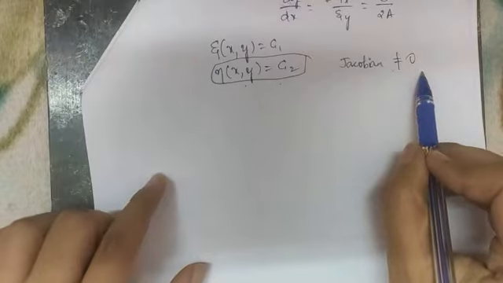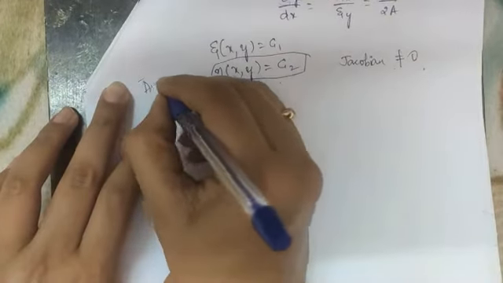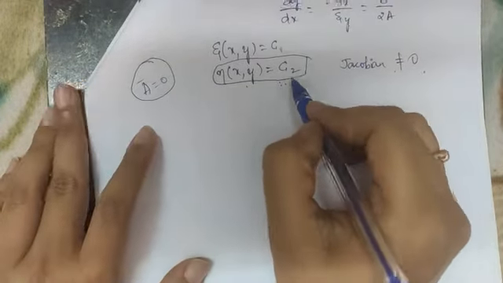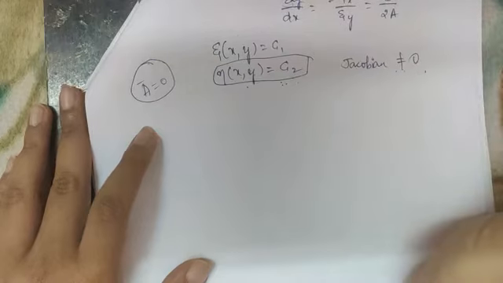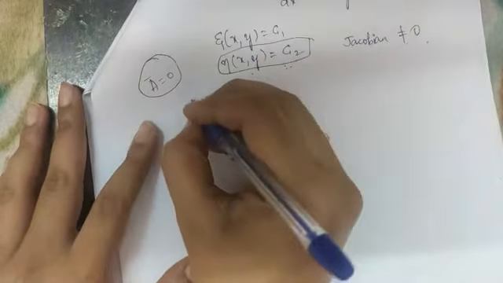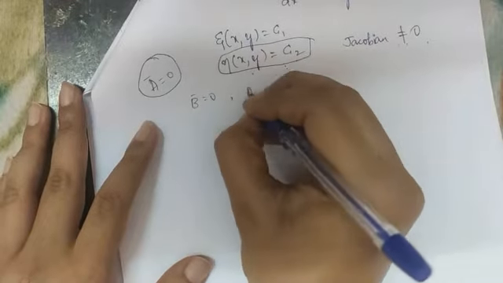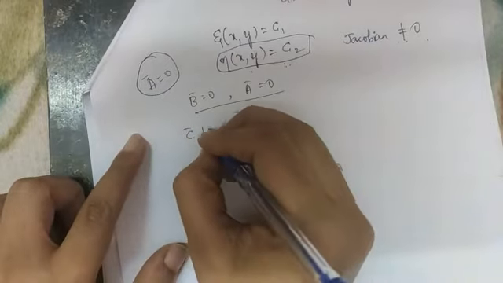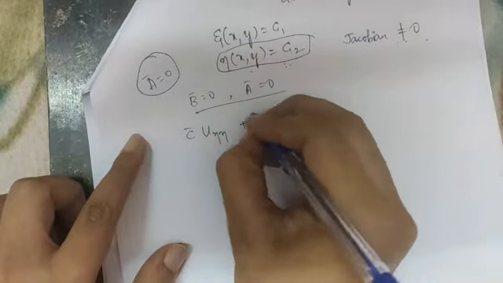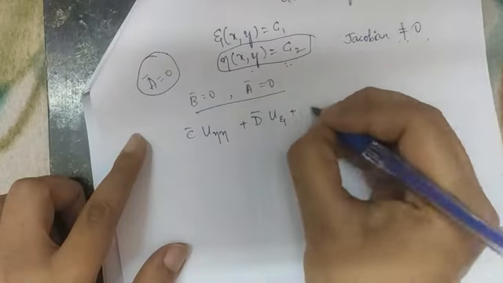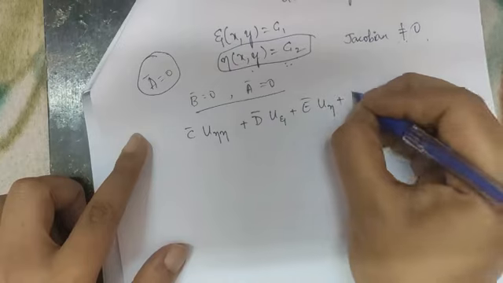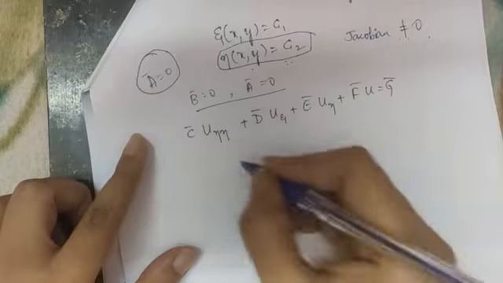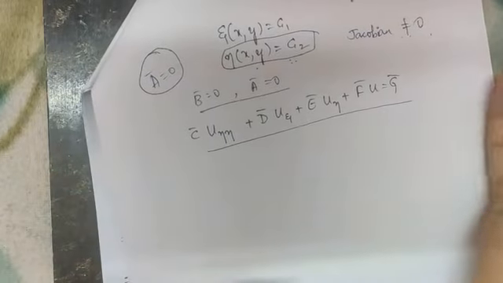Jacobian will not be equal to 0 in the case of a bar equal to 0. So we are considering a bar as 0 but not c bar. So in this case your Jacobian will not be equal to 0. Now we know that b bar is 0 and we have chosen a bar equal to 0. From this the canonical form will become c bar u eta eta plus d bar u xi plus e bar u eta plus f bar u is equal to g bar. Right? So this is nothing but your parabolic case.